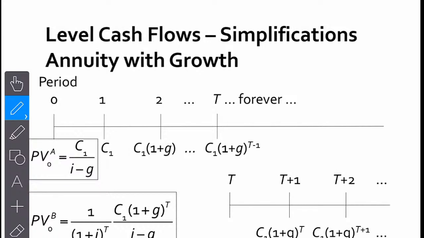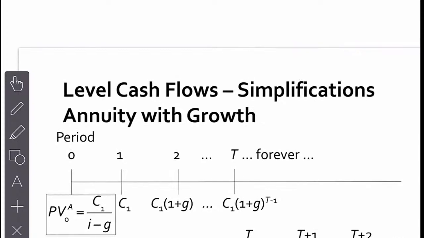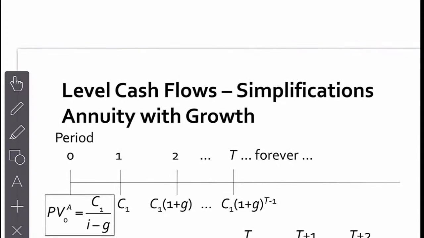Let's derive it. Like I did before, first we begin with the growing perpetuity. The growing perpetuity looks like this. The price at time 0 is equal to the value of an amount to be received in one period that grows in subsequent periods. Remember, cash flow first, and then the growth kicks in. And this goes on forever.